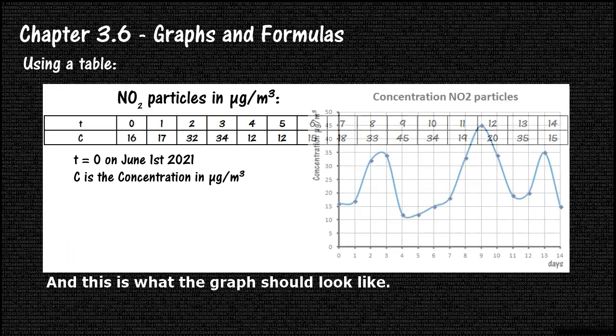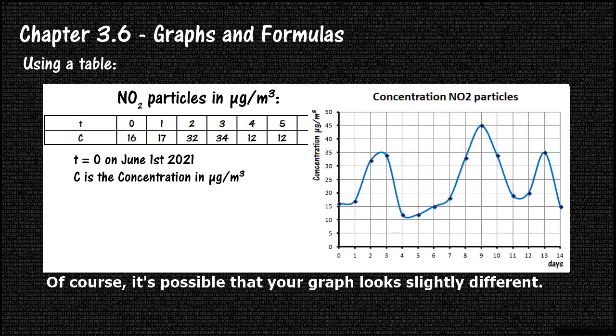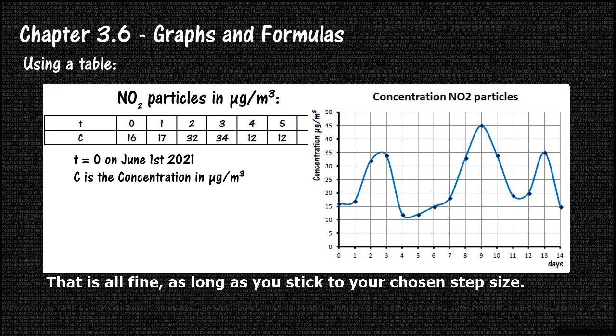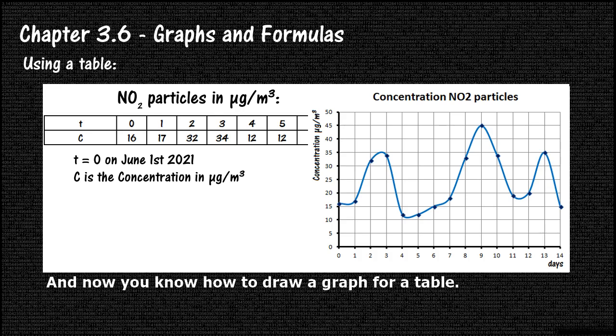And this is what the graph should look like. Of course, it is possible that your graph looks slightly different. I took steps of 5 along the vertical axis, but maybe you took steps of 2 or maybe even 10. This is all fine as long as you stick to your chosen step size. And now you know how to draw a graph from a table.